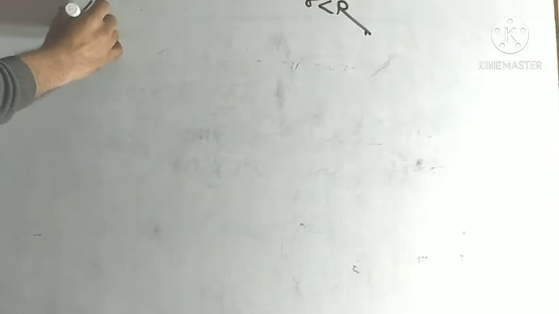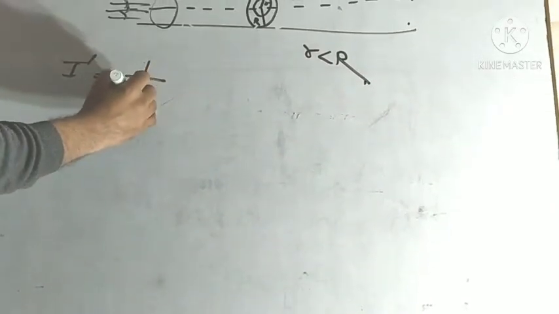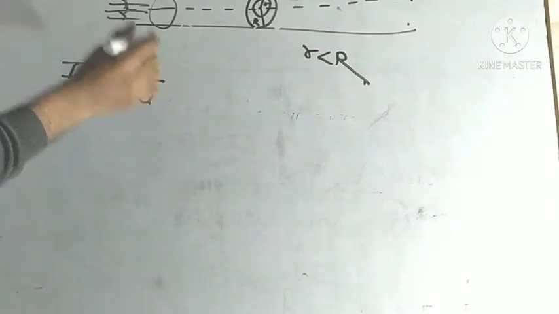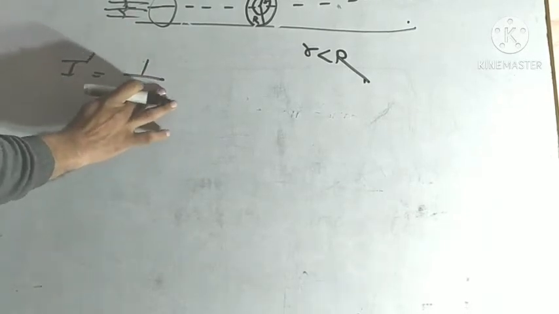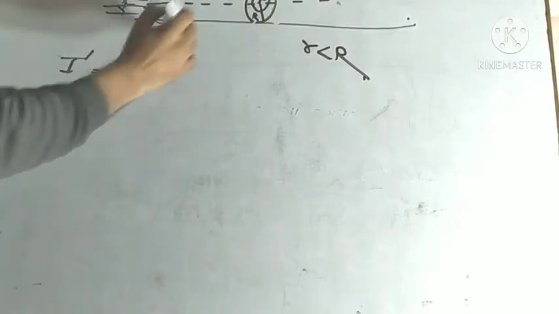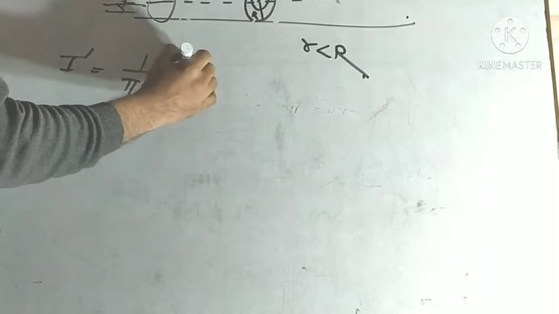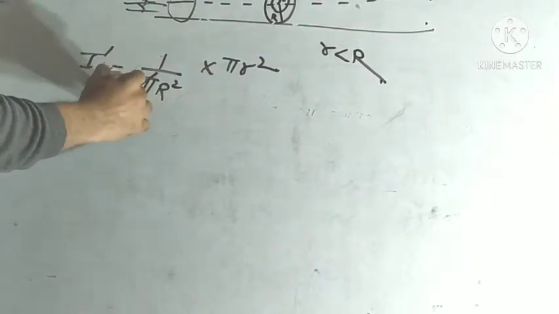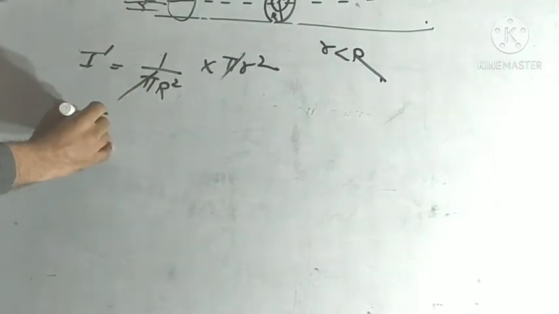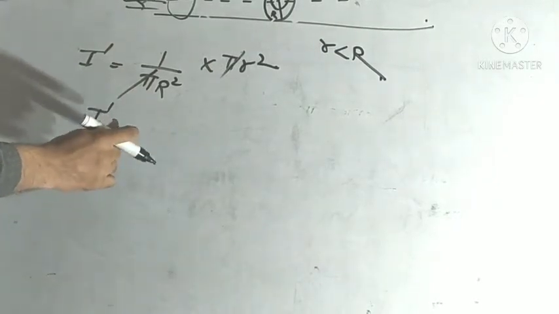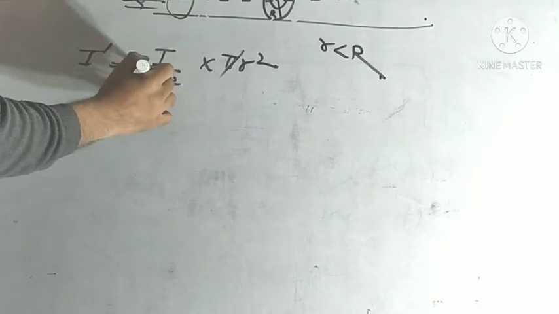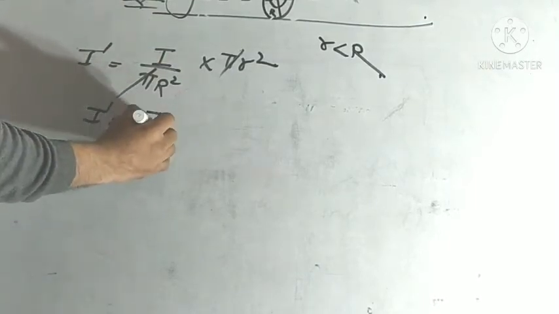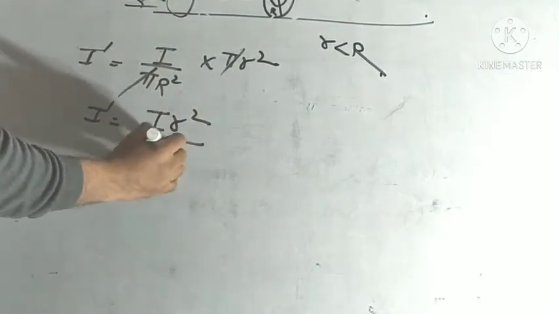I dash is equal to I upon pi capital R square into pi small r square. Here pi and pi will cancel each other. So I dash is equal to I r square upon R square, where I is the current flowing through the wire.